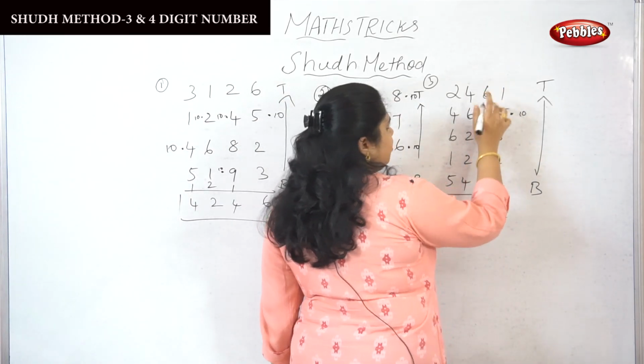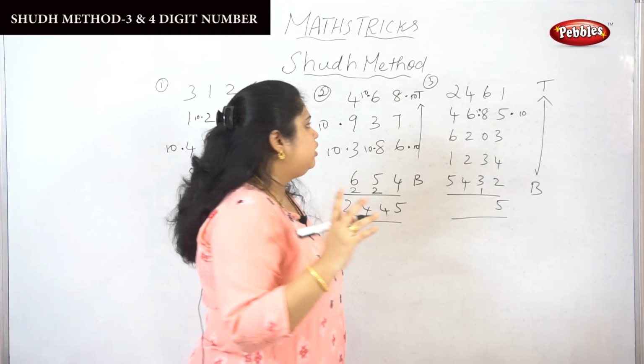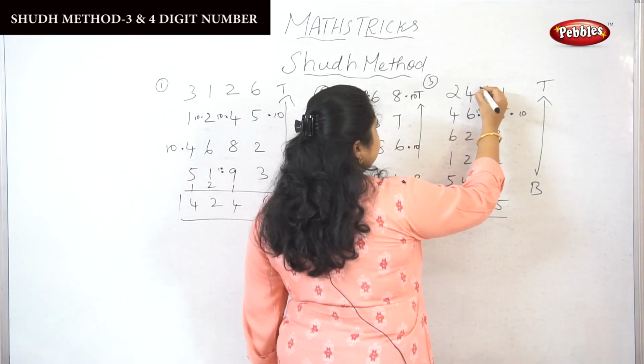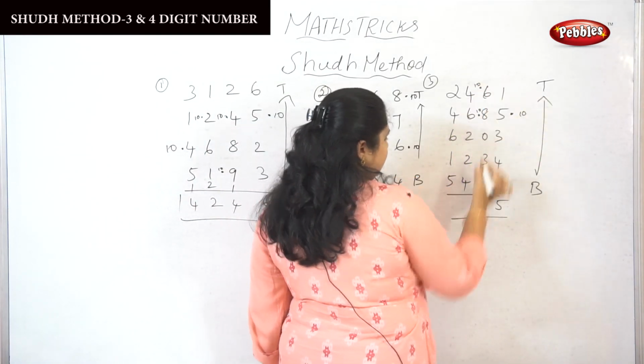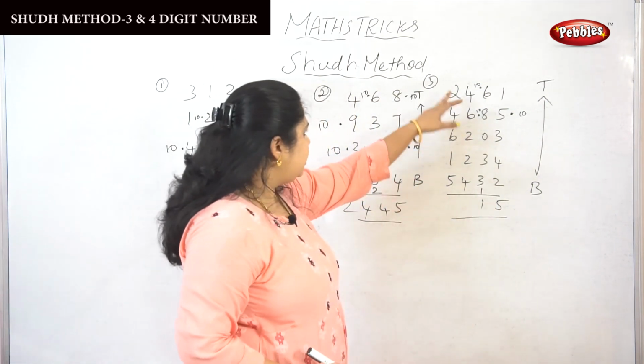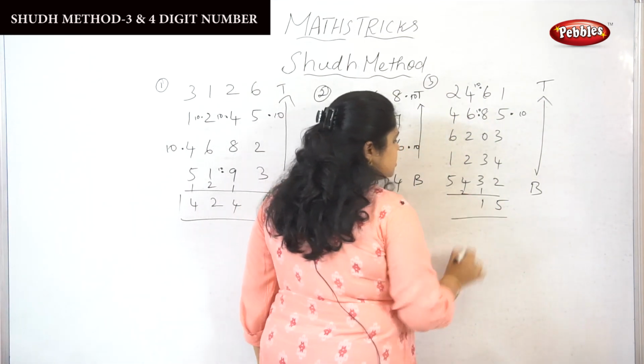So I am just taking the 5. So 5 plus 6 is 11. So here 10. So I'm just leaving the 10, only writing the 1 here. How many 10s have I written? Only the 2 10s I have written.